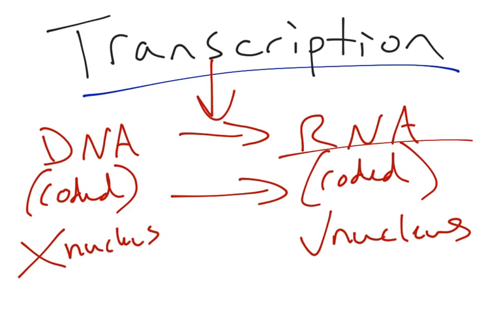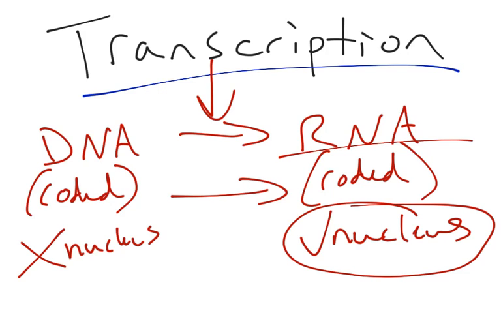Now transcription occurs in the nucleus. Transcription occurs in the nucleus, again, because DNA cannot leave the nucleus. Now to look at this a different way, this is the beginning process of going from our genotype, our genetic makeup, our DNA, to our phenotype, which we're not there yet, but that would be the protein.